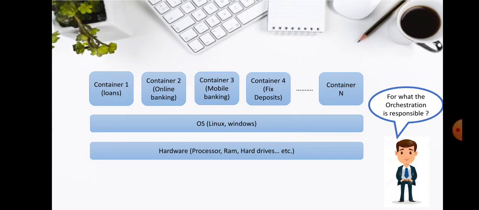Then the next question in our mind is, what is orchestration responsible for? Orchestration is nothing but managing and maintaining the containers. Suppose container one is having lakhs of requests. For that particular container, we may need to assign or increase its RAM or memory, etc. Orchestration is responsible for configuration and management. These things can be done through Kubernetes and Docker Swarm.